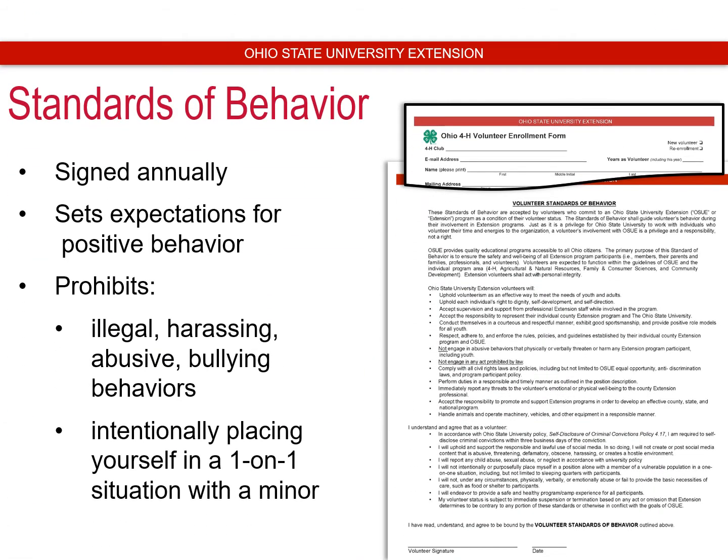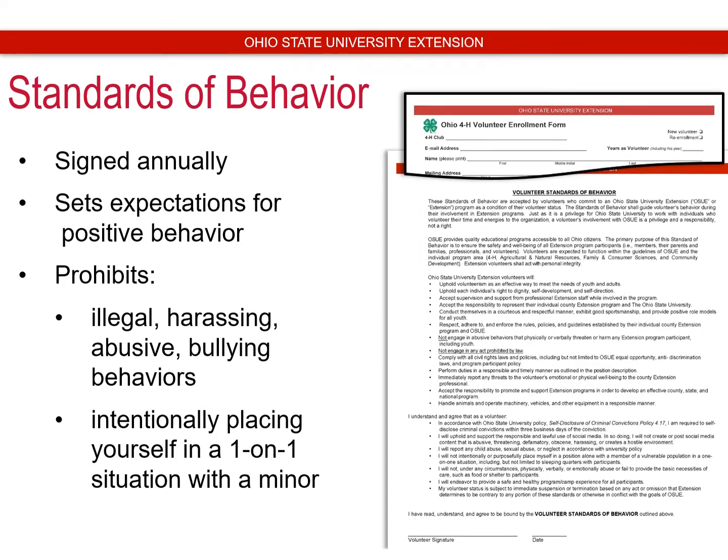The standards of behavior form is signed annually. You did sign that with your enrollment application. It sets expectations for positive behavior, and it also prohibits things such as illegal, harassing, abusive, and bullying behaviors, intentionally placing yourself in a one-on-one situation with a minor. And we know at times that unintentionally this may happen where a child is left behind and you are alone with them, but you are not going to intentionally place yourself in that situation, and you will plan for a way to not put yourself in that situation.